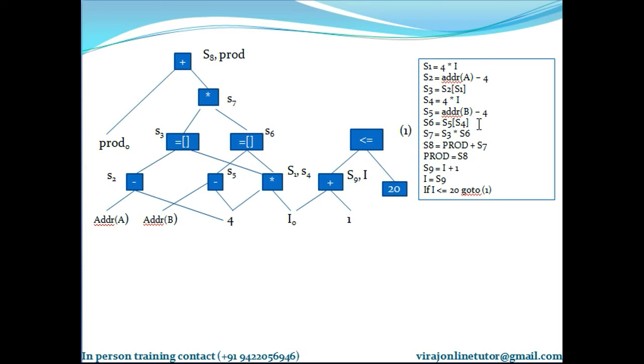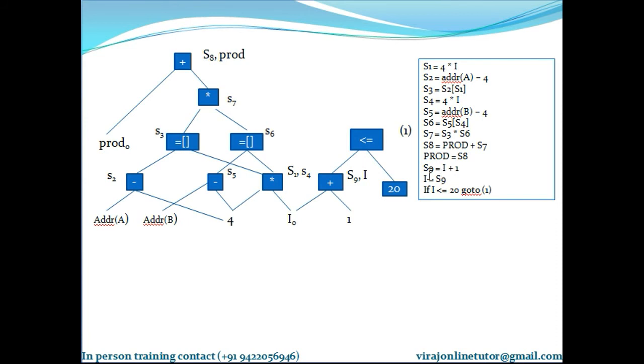Address of B minus 4, assign it to S5. S5 of S4, assign it to S6. S3 multiplied by S6, assign it to S7. Prod plus S7, assign it to S8. S8 you assign to prod. So S8, I am assigning it to prod.